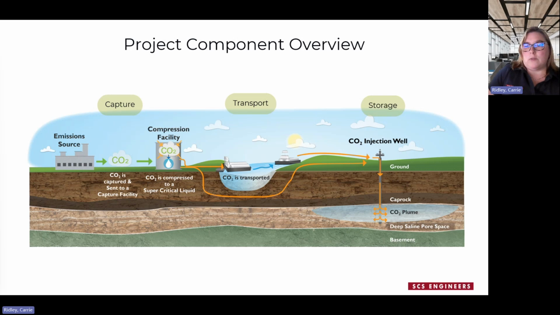So it can be directed to a storage hub facility where multiple wells inject the compressed CO2 into the subsurface. If a facility has its own storage complex, typically only those with a very high volume of CO2, they can skip the transportation piece and only have on-site pipelines. Those are going to be the most economical for facilities to be built.